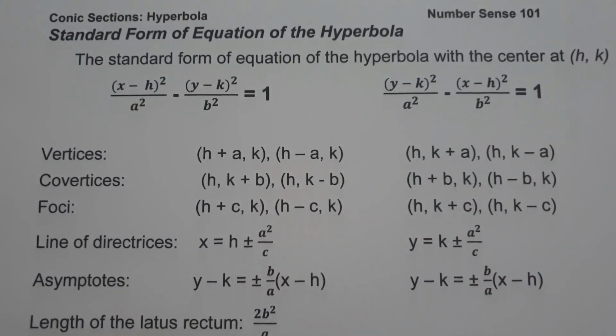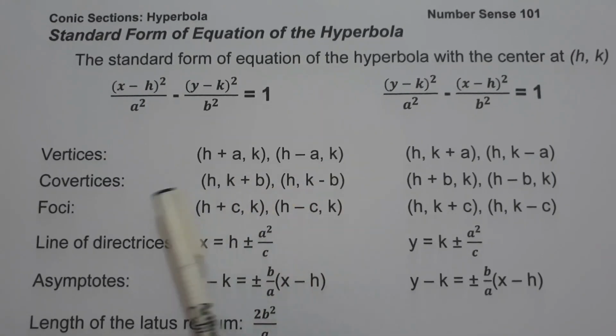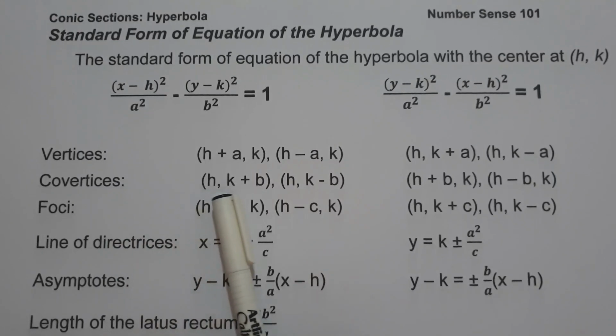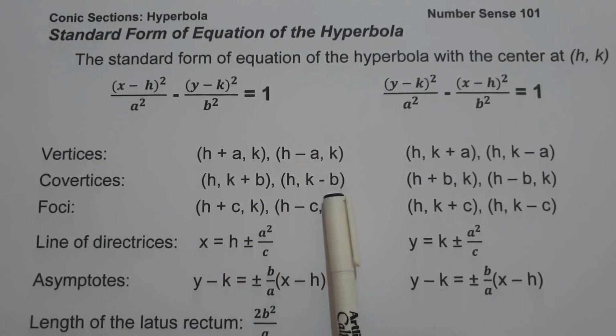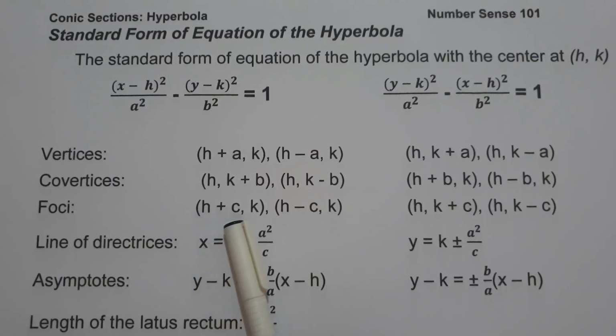If our hyperbola is horizontally oriented, the coordinates of our vertices are at h plus a, k and h minus a, k. And the coordinates of our co-vertices are h, k plus b and h, k minus b. While our foci are h plus c, k and h minus c, k. And the equation of the directrices is x equals h plus or minus a squared over c. And the asymptotes are y minus k equals plus or minus b over a times quantity x minus h, while the length of the latus rectum is 2b squared over a.